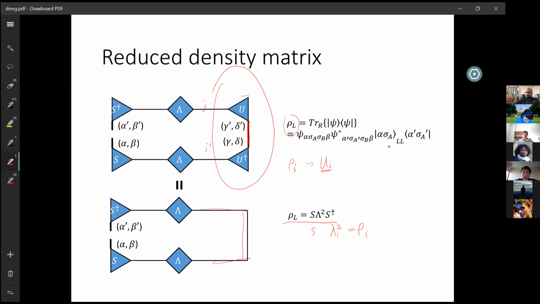So when you pick the dominating eigenvectors corresponding to the largest eigenvalues of the reduced density matrix, you're choosing the eigenvectors, the Schmidt vectors, corresponding to the largest Schmidt values. So basically, when I do the SVD, I'm just doing the truncation process in the DMRG.